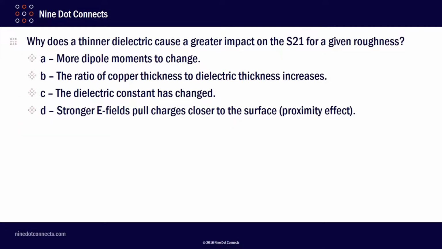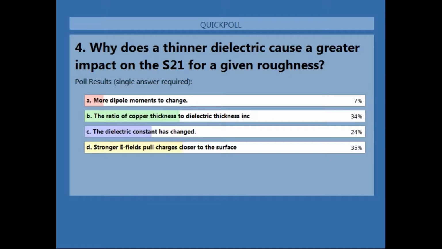So a question, why does a thinner dielectric cause a greater impact on the S21 for a given roughness? All right, so we had B got 34%, C got 24%, and D got 35%. Good, well the answer is in fact D. The stronger E fields are going to pull the charges closer to the surface.